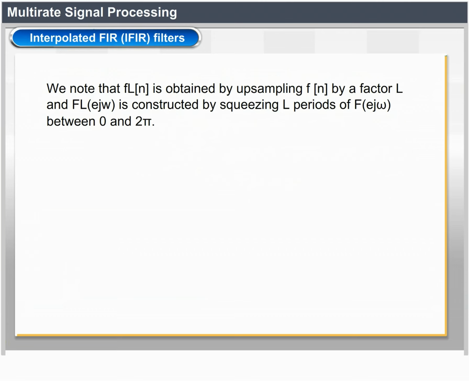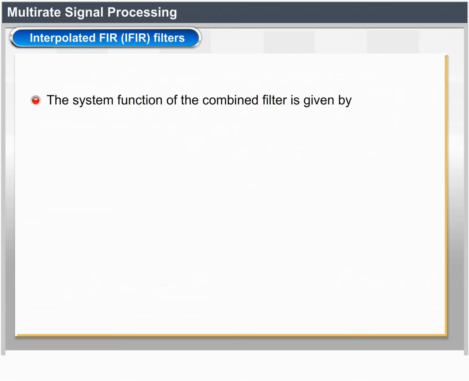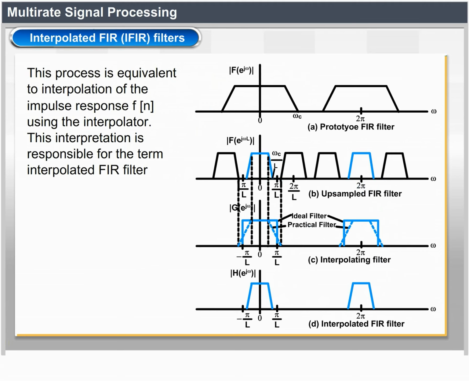The frequency response F_L(e^{j omega}) contains L minus 1 compressed images of F(e^{j omega}). The system function of the combined filter is given by H(z) equal to F(z^L) into G(z). This process is equivalent to interpolation of the impulse response F(n) using the interpolator. This interpretation is responsible for the term interpolated FIR filter.